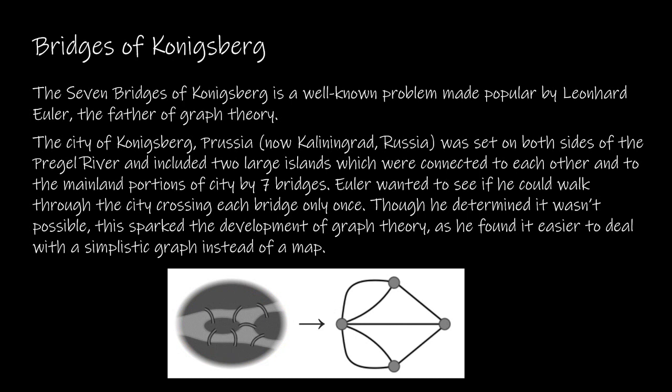And what Euler did is said, let's make this whole region a node, which we'll get to the terminology in a little bit. Let's make the island a node, and the other island a node, and the other mainland a node. So essentially we have 4 nodes.